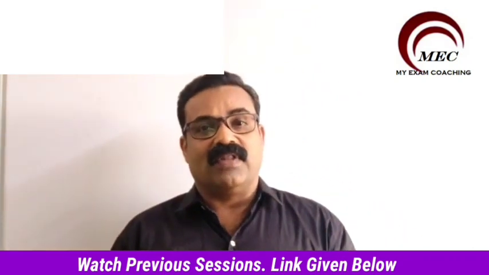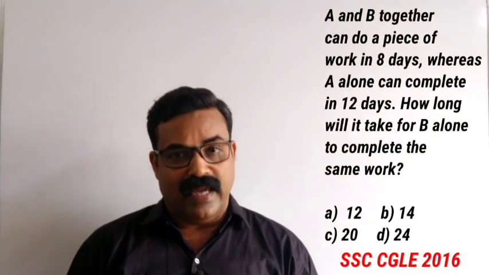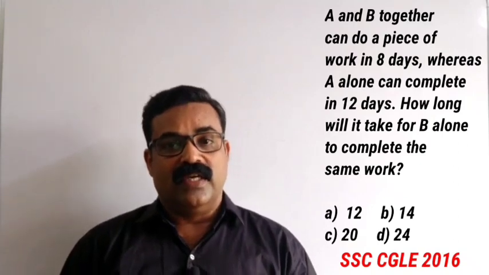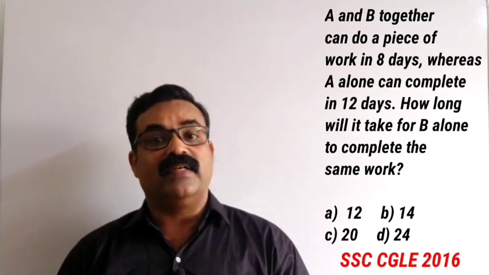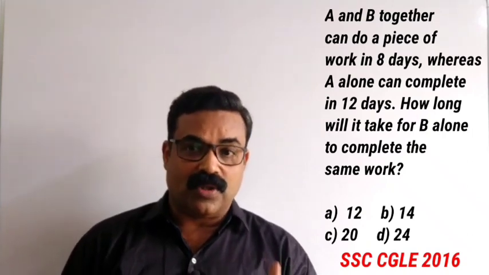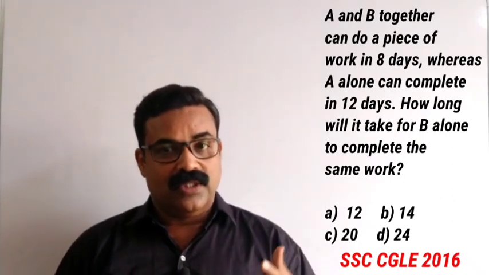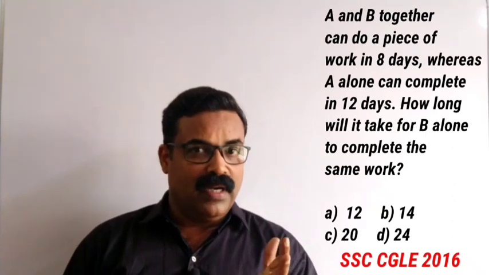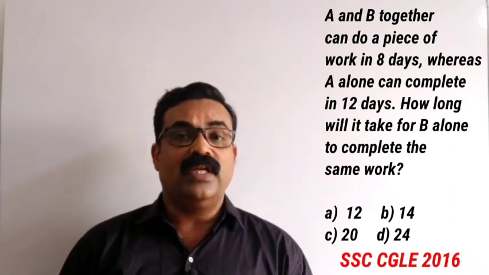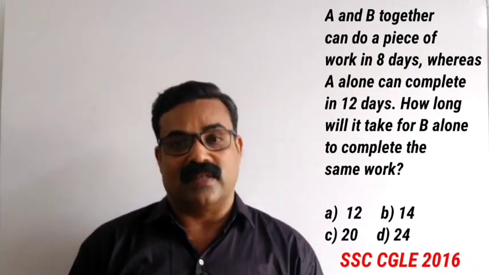Let us start with our first question. A and B together can do a piece of work in 8 days, whereas A alone can complete the work in 12 days. How long will it take for B alone to complete the same work? A and B together complete the work in 8 days. A alone completes it in 12 days. We need to calculate how many days B will take to complete the task.